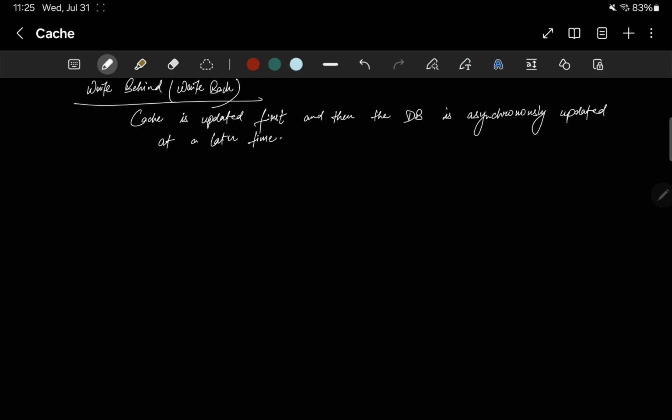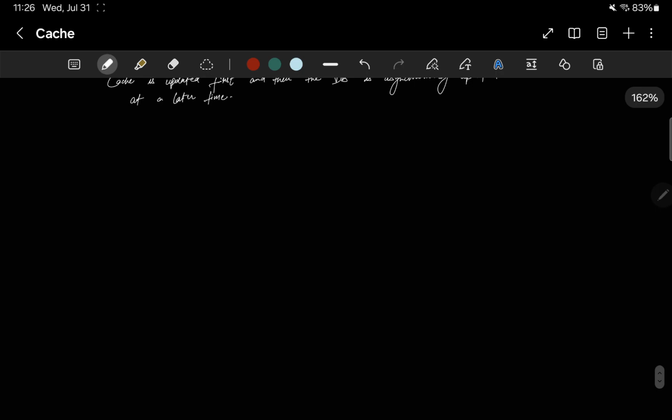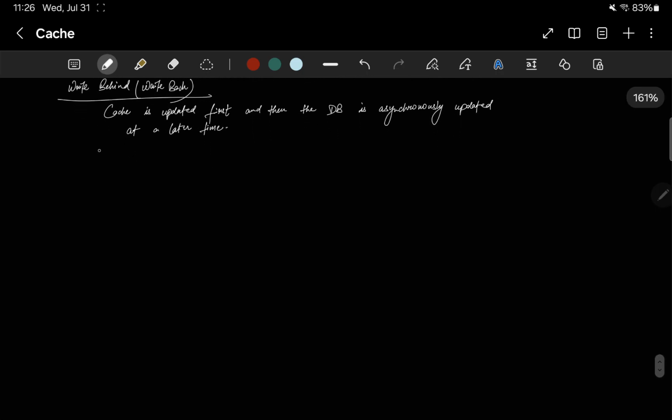Asynchronous updates to the database occur at a separate pace, often during the periods of low system load. So when we have low system load, then we will take care of updating the database. So again, that is also something which we have an advantage while using this policy if our requirement is like that. Okay, let's talk about advantages.